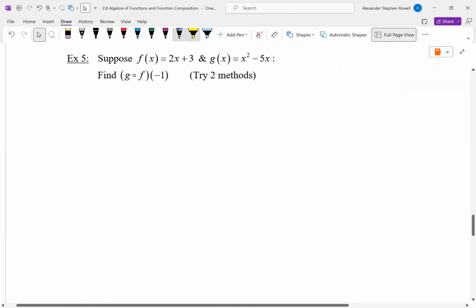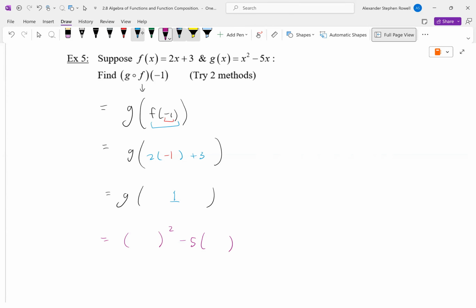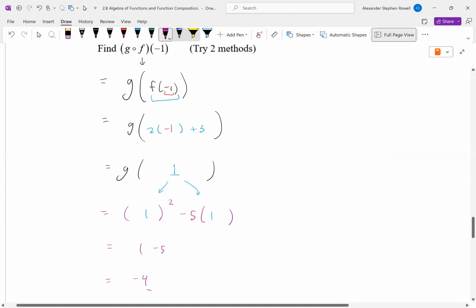I'm just going to do the faster method for this one. g composed of f of -1. So that's what this means. And we compute f of -1 first. That would be 2 times -1 plus 3. And what does that simplify to? -2 plus 3? 1. All right. And then g of 1, x squared minus 5x, but we plug in 1. And our answer is 1 squared minus 5, which is -4.